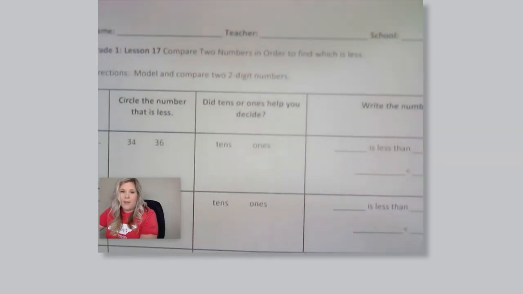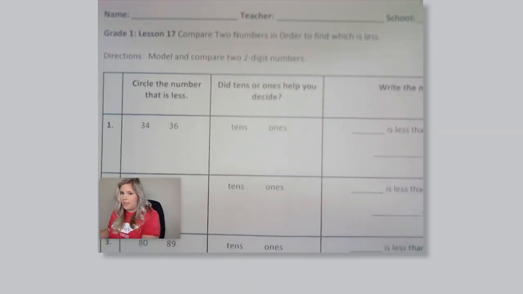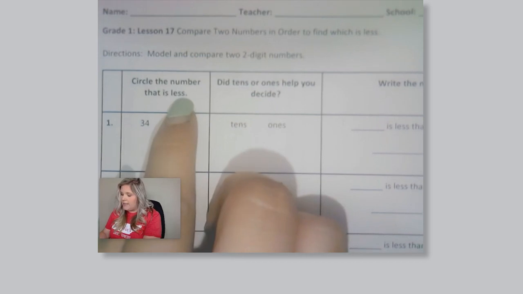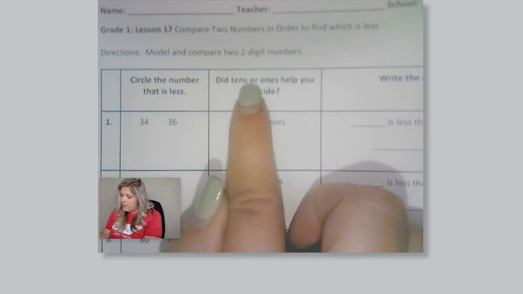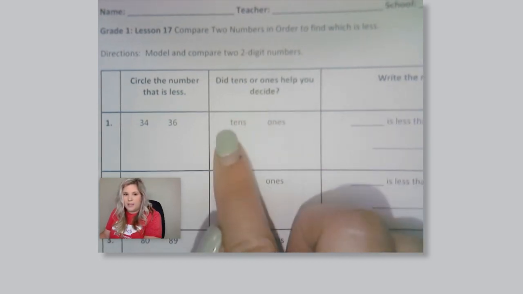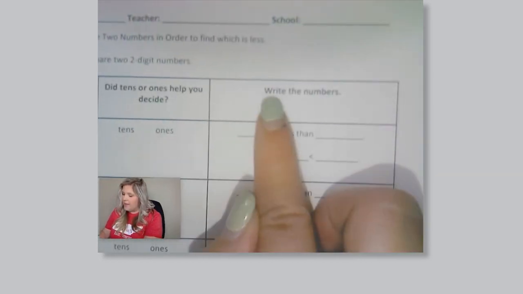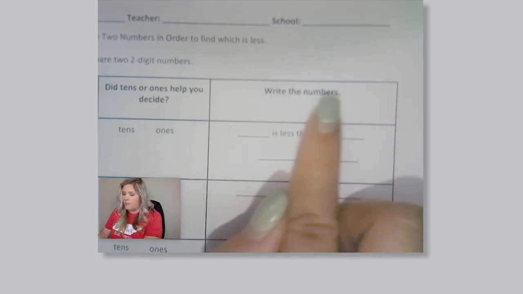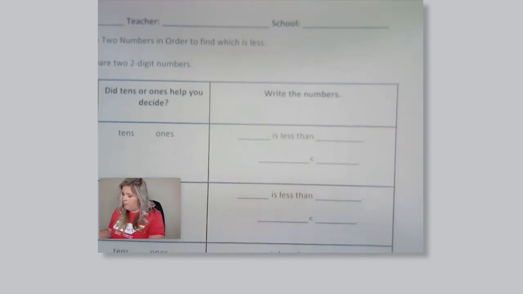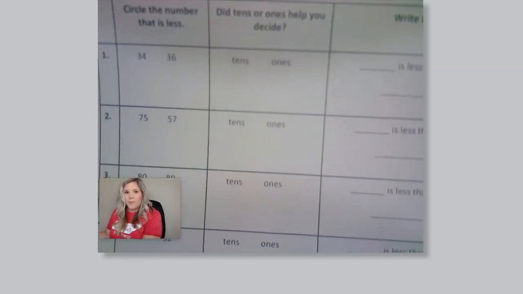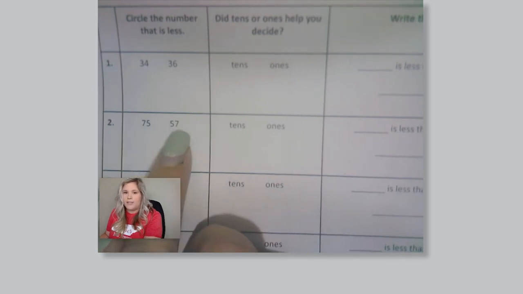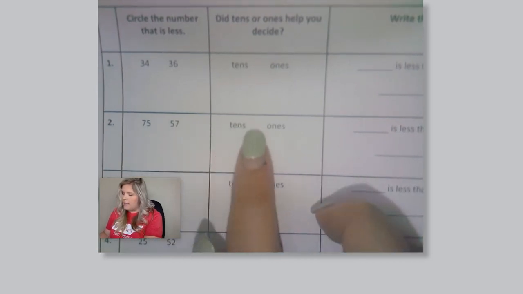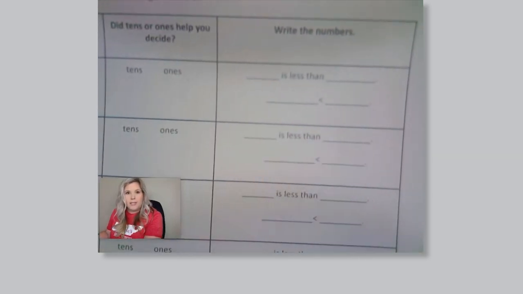Model and compare two two-digit numbers. Circle the number that is less. 34, 36. Did tens or ones help you decide? Tens or ones? And then finish the number sentence. Blank is less than blank. Number 2. Circle the number that is less. 75 or 57? Did tens or ones help you decide? Write the numbers to finish the number sentence.